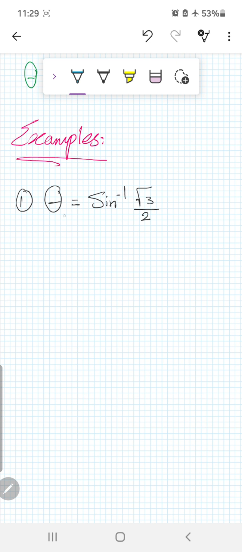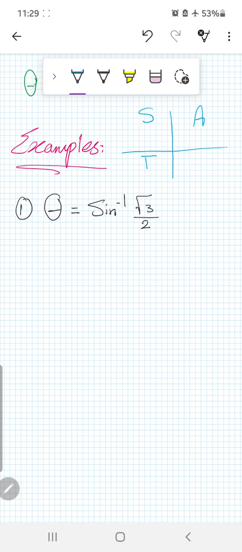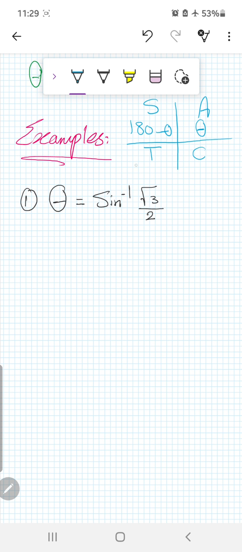Here theta equals sine minus 1 of root 3 over 2. Okay, we want to get all values of theta. First, remember the ASTC rule. Here we have the quadrants, and here is theta. All the values of theta in the first quadrant are positive. Here we have 180 minus theta, third 180 plus theta, and here 360 minus theta. Why do we choose 180 and 360? Because these angles are quadrantal angles, as we said in the previous lesson.